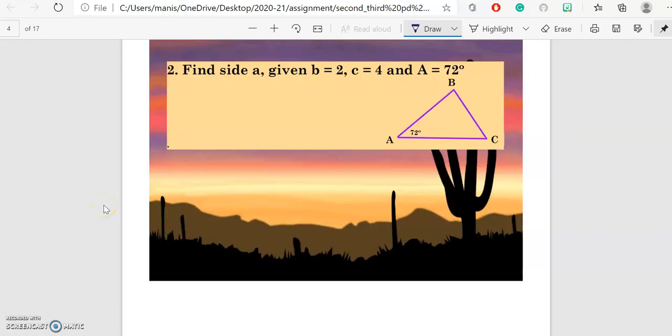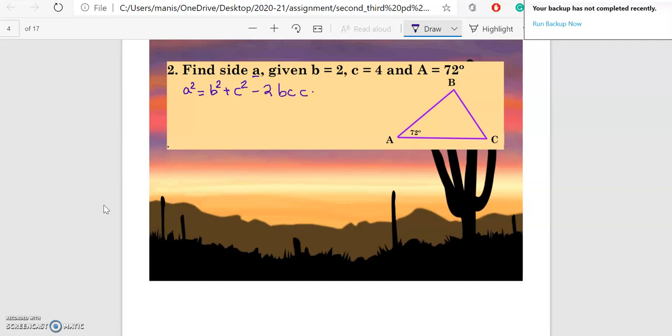Find side A, lowercase a, given b is equal to 2, c is equal to 4, and uppercase A is equal to 72 degrees. So I'll write my formula, the law of cosines. a squared is equal to, since I have to find a, now what is left? b squared plus c squared minus 2, and I will repeat the same two letters, bc, cosine of A. So this is the law of cosines formula which I have to use.